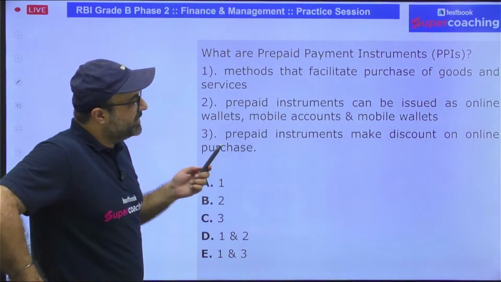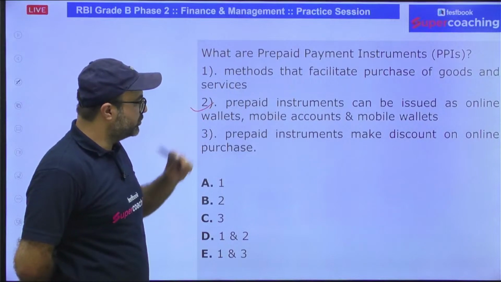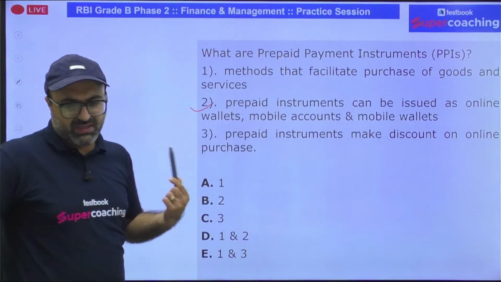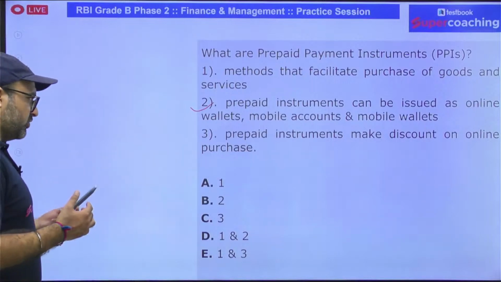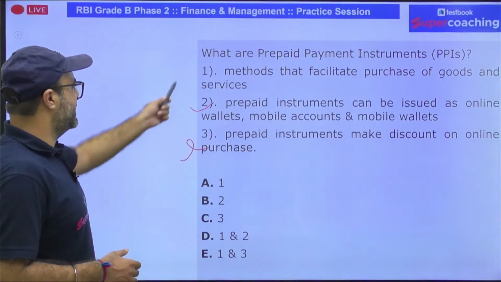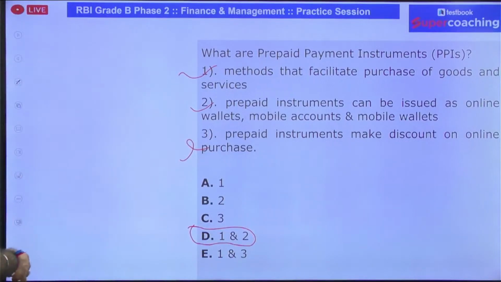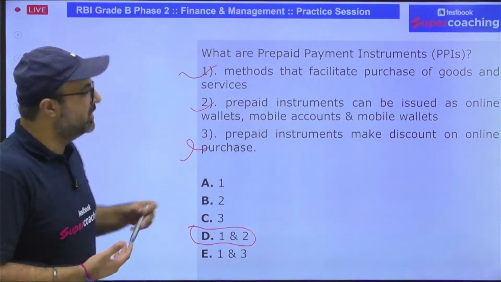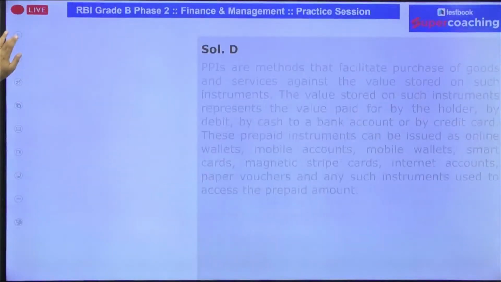Okay. Prepaid instruments can be issued as online wallets, mobile accounts, mobile wallets. That is true. Prepaid instruments make discount on online purchase every time. That is not true. But yes, these are the methods which help us to purchase goods and services. So I'll go with 1 and 2. You will get discount. Yes, you generally get discount, but you do not always get discount. That is not true. So the answer is going to be the first, a method that allows you to purchase goods and services, and it can be witnessed in different forms.